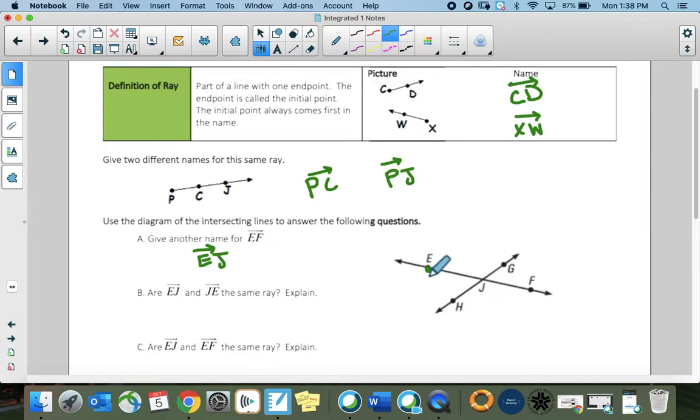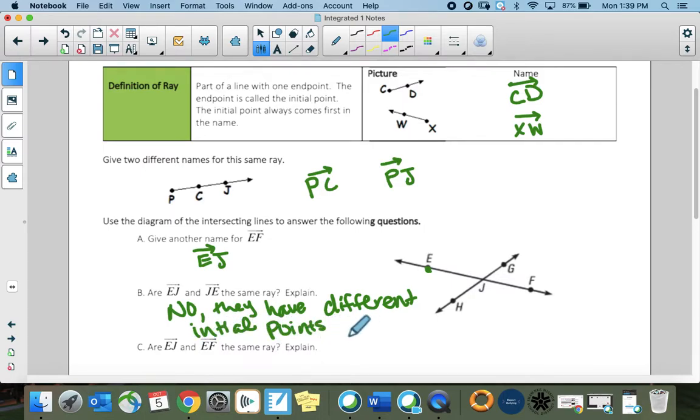Then it says, are EJ and JE the same ray? And the answer is no, they are not the same ray because they have different initial points, and they go in opposite, different directions.